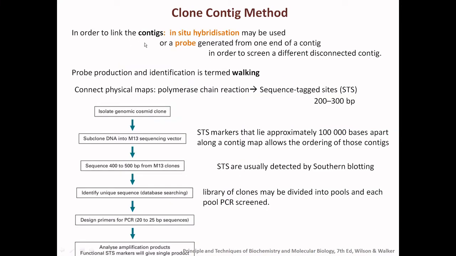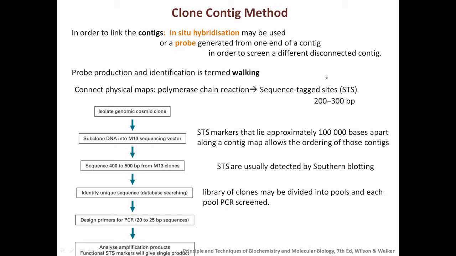So in order to link the contigs, we need in situ hybridization, or a probe generated from one end of a contig in order to screen a different, disconnected contig. Probe production and identification is termed walking, as we have discussed earlier. We can also connect the physical maps by PCR-based sequence tagged sites.